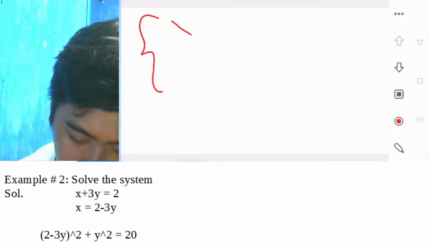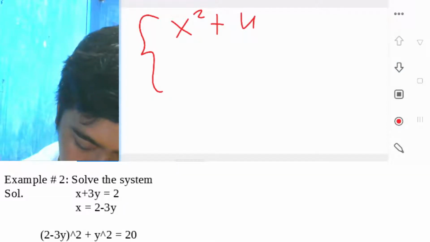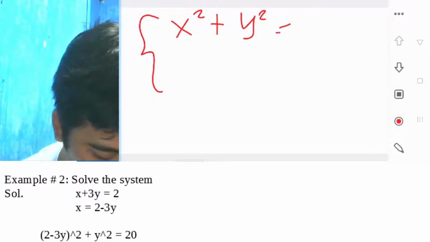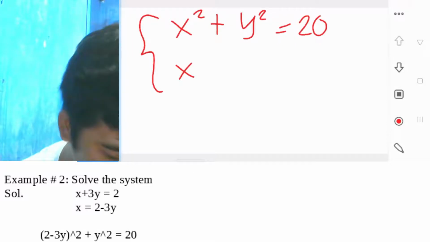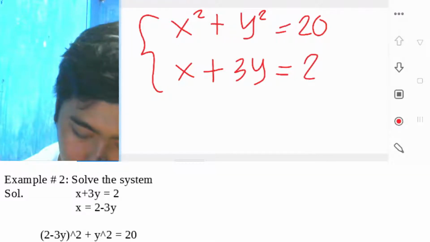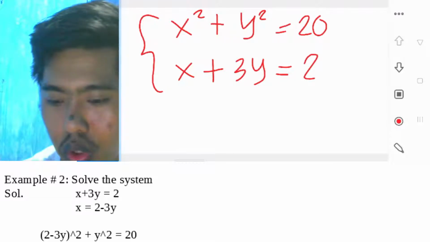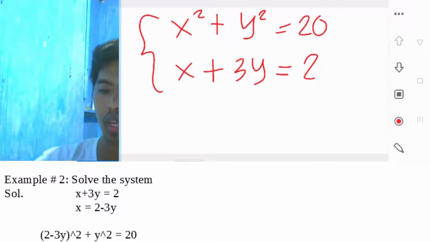Number 2, guys, is x squared plus y squared equal to 20, and x plus 3y equal to 2. So the first equation has squares, the second does not.